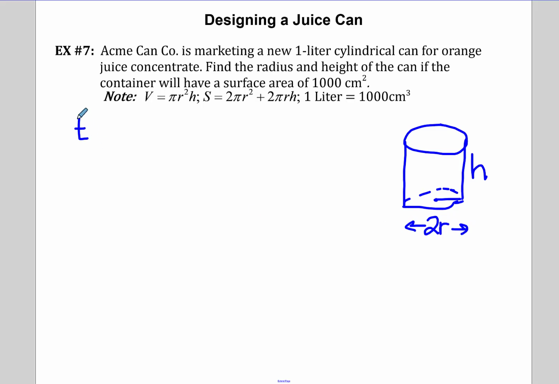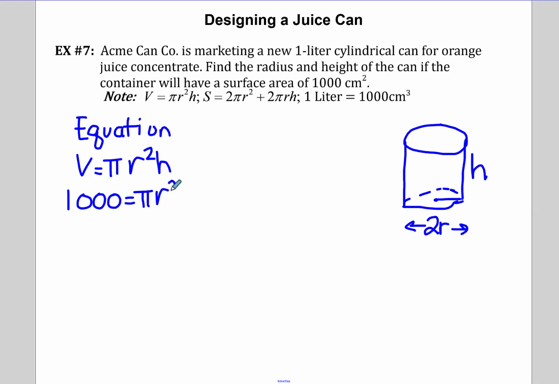And we know 2 different equations. We know an equation for the volume is pi r squared h, and they told us the volume is going to be a liter, which is 1,000 cubic centimeters. So pi r squared h equals 1,000. And I'm going to solve for h in this case. So we have h equals 1,000 divided by pi r squared.